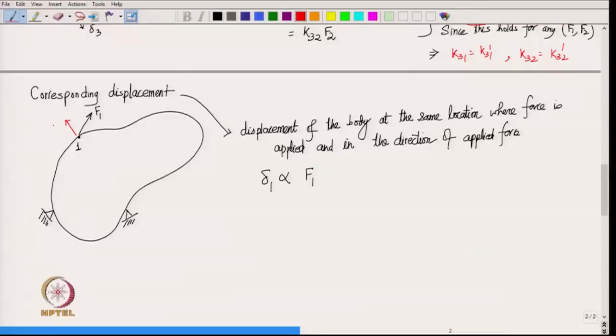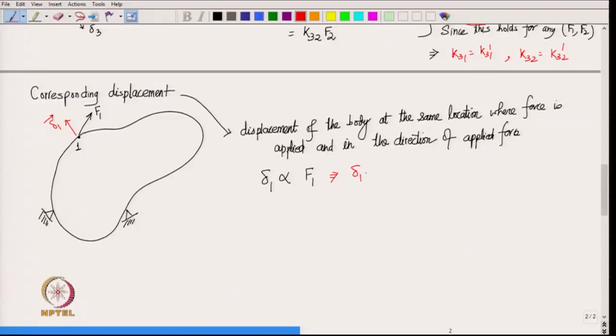So, displacement here, it could be in some other direction, that is delta 1, the vector, but I want to look at the component of that displacement in the direction of the applied force. So, that is called the corresponding displacement, and that of course, is a scalar. Okay. So, delta 1, the corresponding displacement would then be K11 into F1, and because it is in the same direction as the applied force, it is also called work absorbing displacement, because this is the displacement component which is responsible for work done by the force.